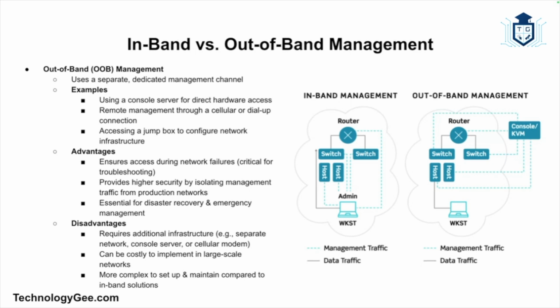And then we have what is called out-of-band management, and this provides access to network devices through a separate dedicated management channel. And examples of this could be using a console server for direct hardware access, remote management through a cellular or dial-up connection, or accessing a jump box to configure network infrastructure. And the advantages are it ensures access during network failures, provides higher security by isolating management traffic, and it is essential for disaster recovery and troubleshooting.